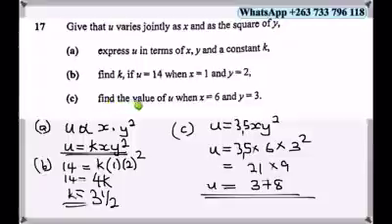Then part C, find the value of u when x is equal to 6 and y is equal to 3. So we are substituting x is equal to 6, y is equal to 3. Then our k is 3.5. Therefore this will be 21 times 9. Then 21 times 9, this will be 189. So the value for u here is 189.